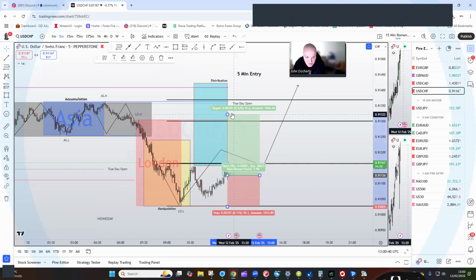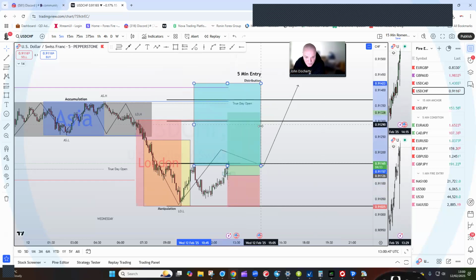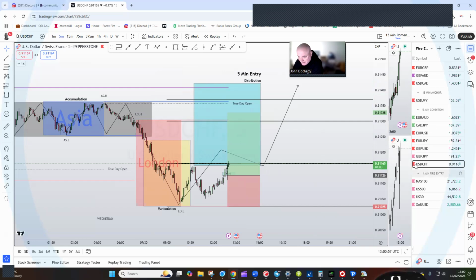So again, 1 to 2. There's your 1 to 2. There's your distribution phase within there. We'll see what happens with this. It's a little bit of profit at the minute. I'll add it into the pink list here. We'll just see what happens with it.